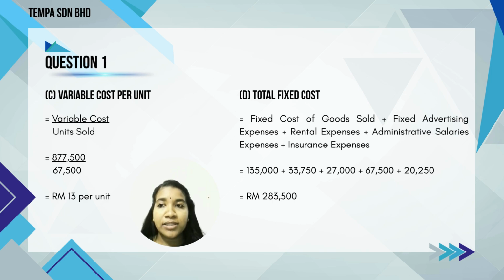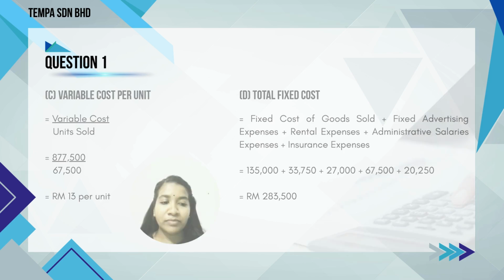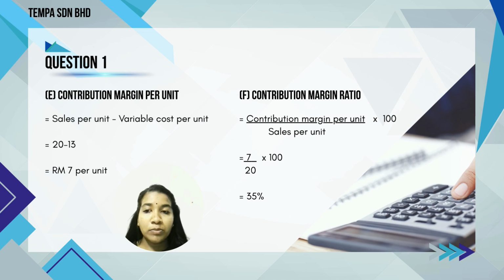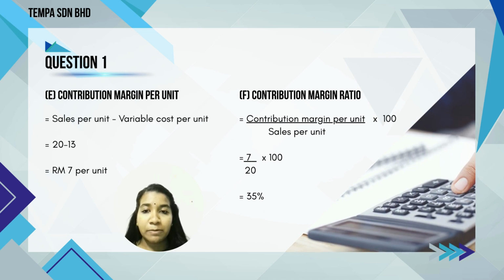For part C, the variable cost per unit is calculated by dividing total variable cost by units sold. RM877,500 divided by 67,500 units gives a variable cost of RM13 per unit. For part D, total fixed cost is calculated by adding all fixed expenses, resulting in total fixed cost of 283,500.